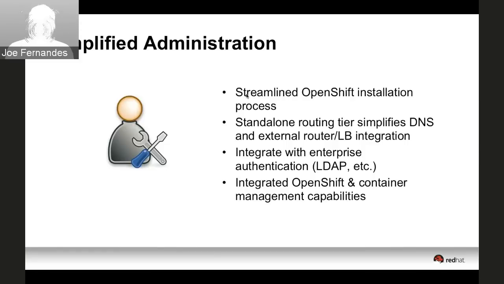But then we'll also be working on Puppet modules and alternative deployment mechanisms. So whatever you want to use to deploy, you'll be able to. We don't impose anything on that. As I mentioned, the separate routing tier should greatly simplify integration into DNS and external routing infrastructure. You'll still be able to, as an administrator, integrate with your enterprise auth systems. And in terms of administration, we'll have a full set of admin APIs, I think a much richer set than what you saw in V2, so you can manage at the API level.